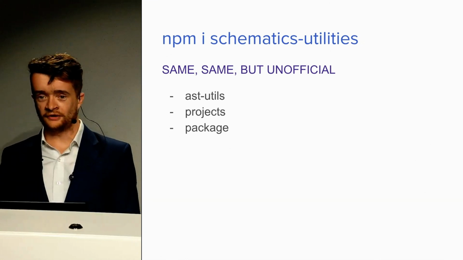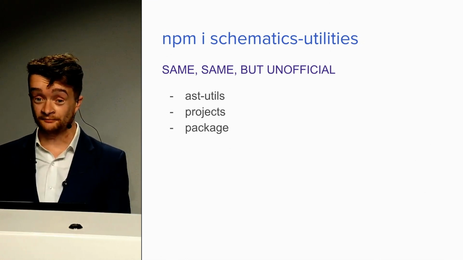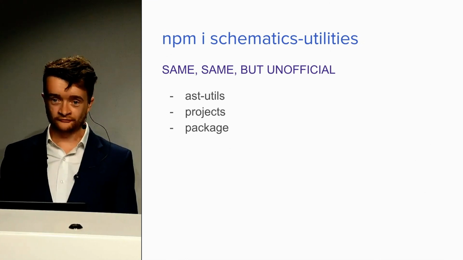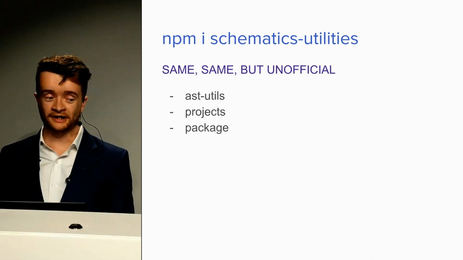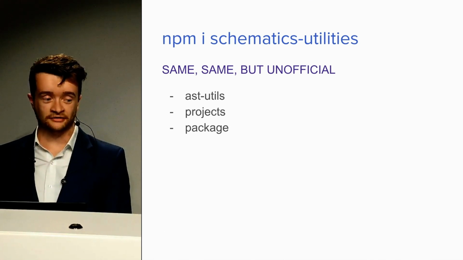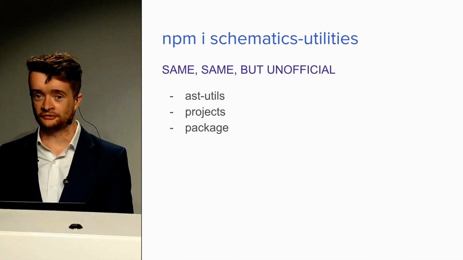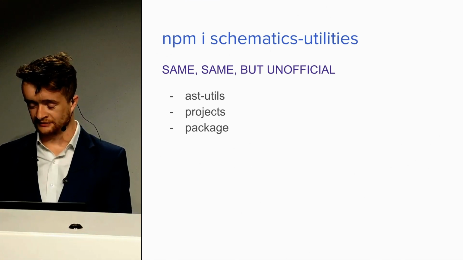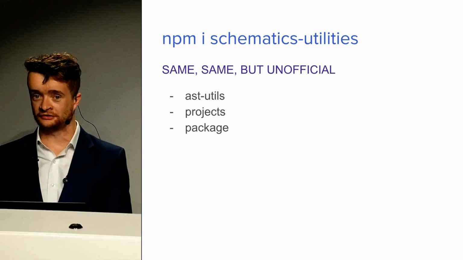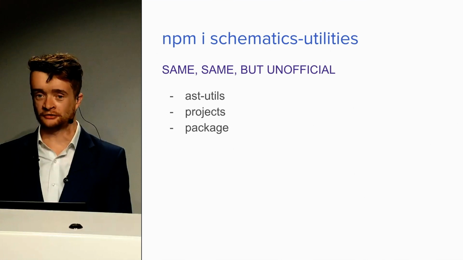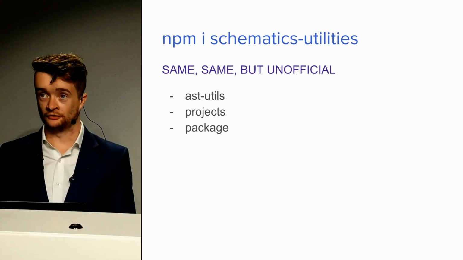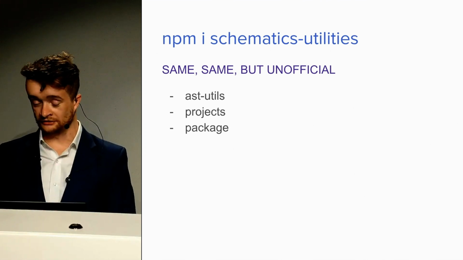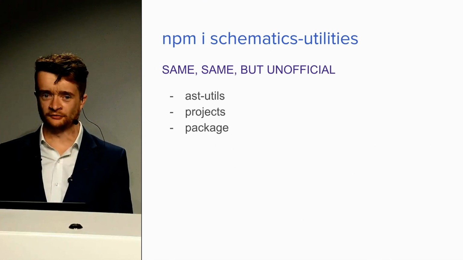So one fellow has an unofficial package called Schematics Utilities. It has AST utils, projects, and package, and when you build with Angular schematics, these things are key and essential ways of manipulating trees and working with the broader structures of the world. So you can install it today. It is unofficial. It is not widely popular.